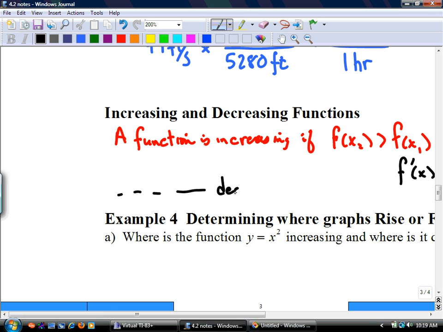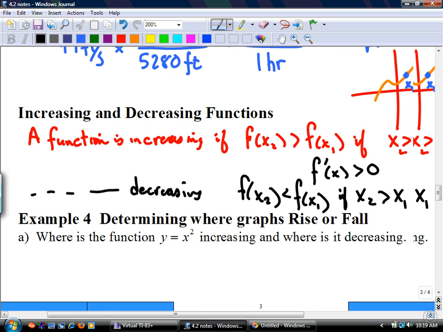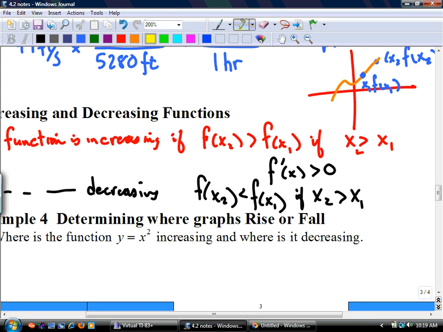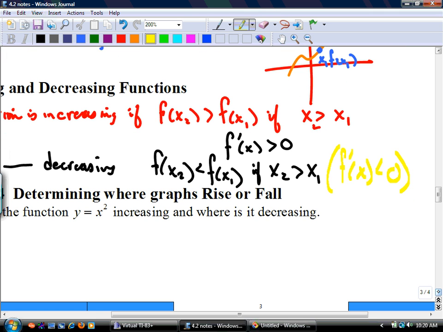Okay, what's decreasing? A function is decreasing if f of x2 is less than f of x1 when x2 is to the right of x1. Or, if you're lazy like me, f prime of x is less than 0. Slope is negative. Okay. Horizontal tangent, HT.